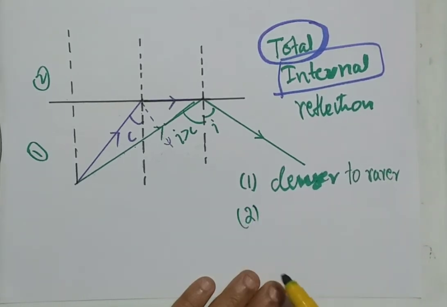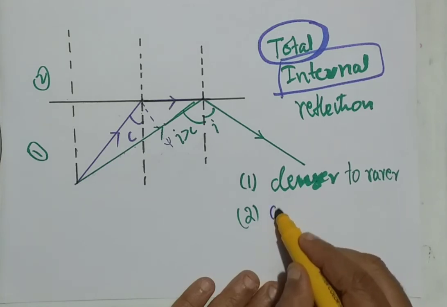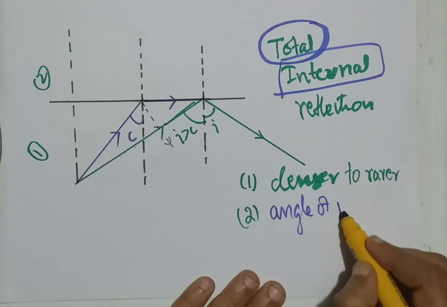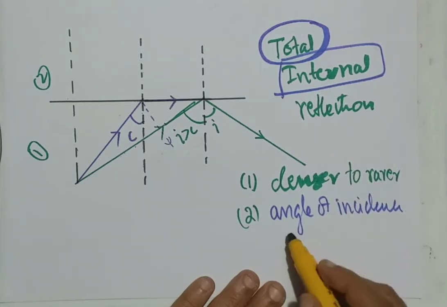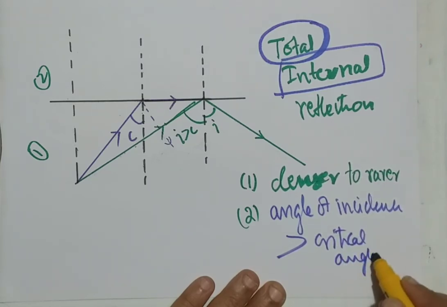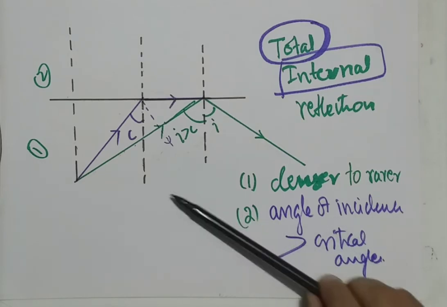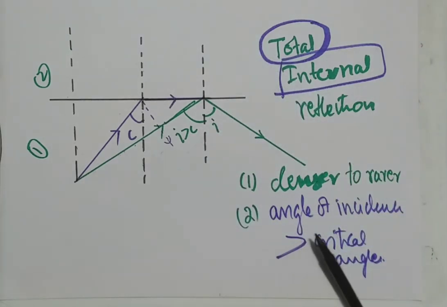Can you guess the second condition? It is in this figure. The angle of incidence should be greater than critical angle. The angle of incidence must be greater than critical angle. These are the two conditions. Say, we just go through it once again. The two important conditions for total internal reflection to happen are: one, ray of light should move from denser to rarer, and two, angle of incidence should be more than critical angle.